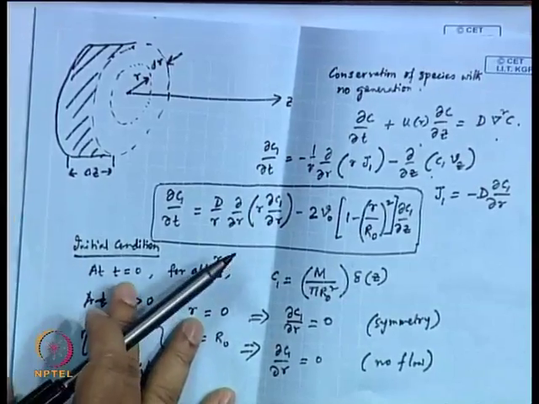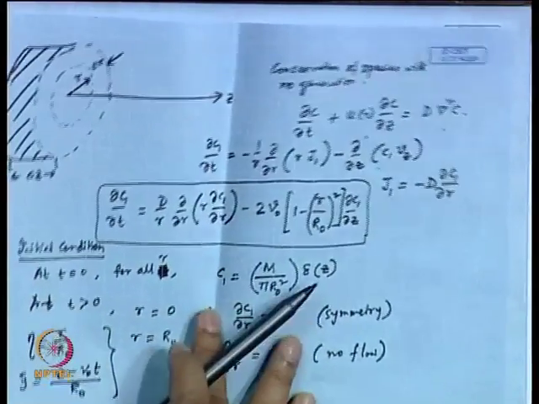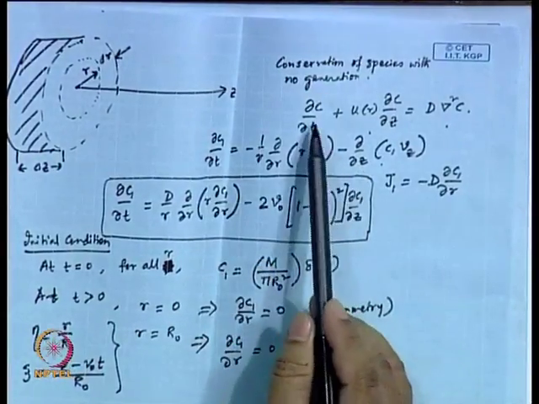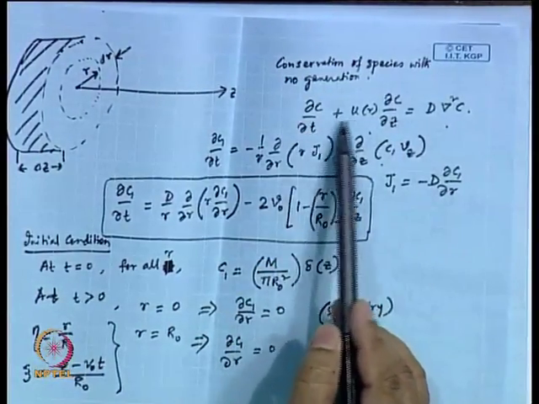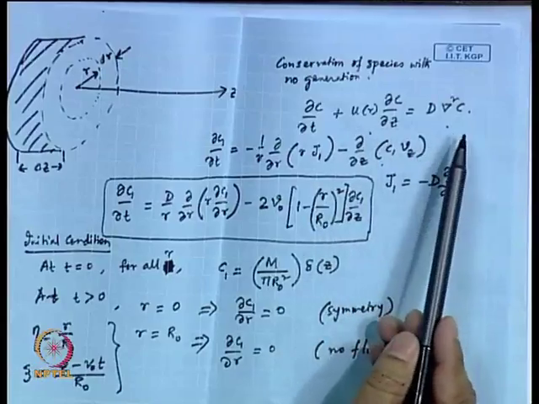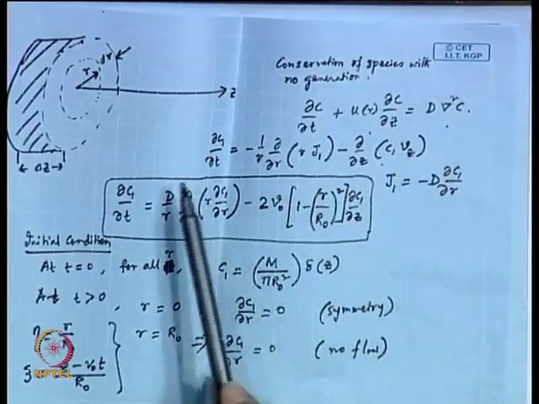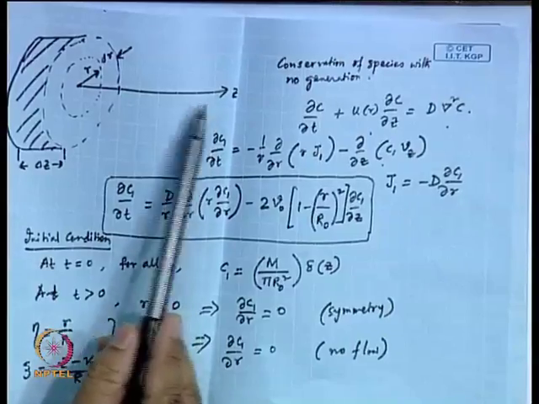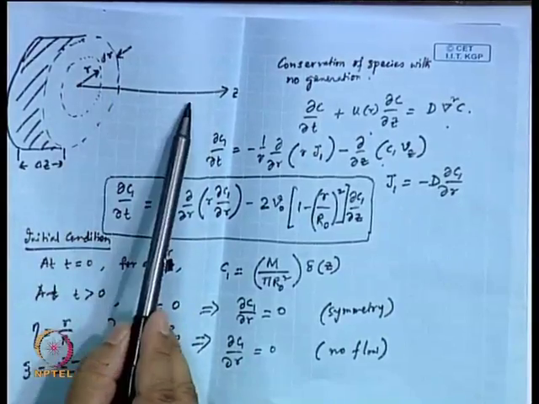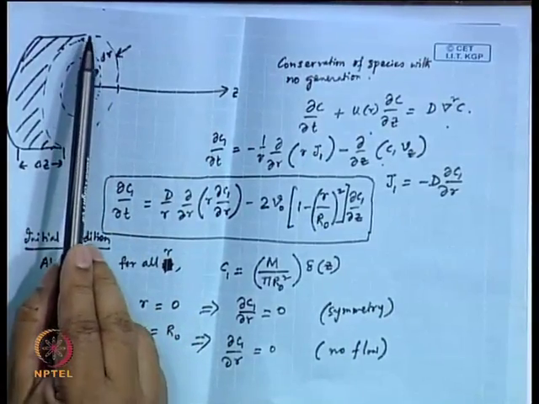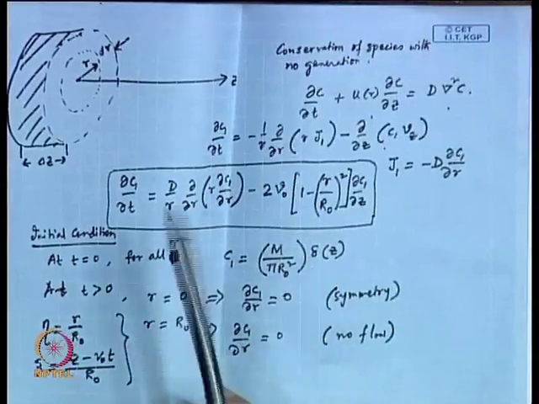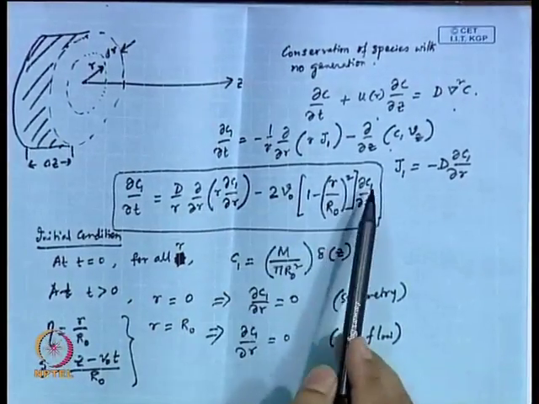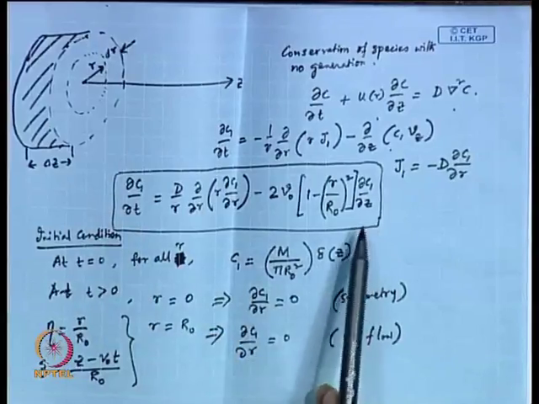So, if you try to write down the governing equation for concentration, this we discussed in the last class, you would be writing an equation something like this. What you are accounting here is the convection in the axial direction, that means convection in the z direction, and diffusion in the radial direction. Okay. So, del C1 del t is equal to, so this is the final equation that we arrived at, right.